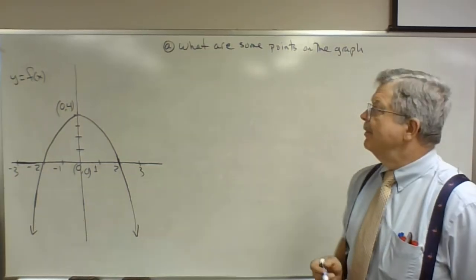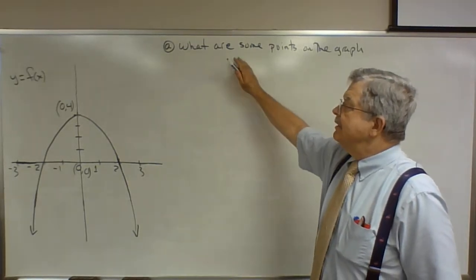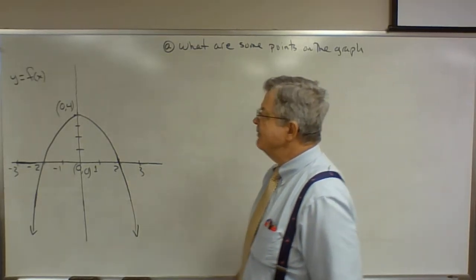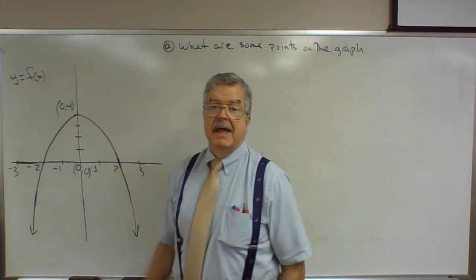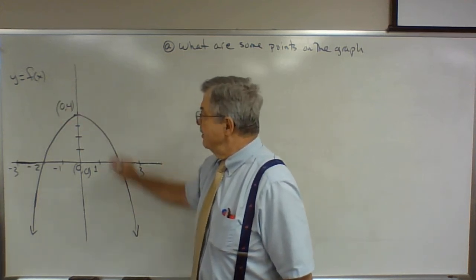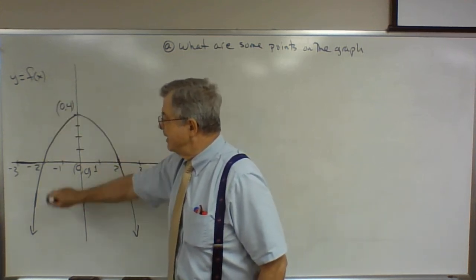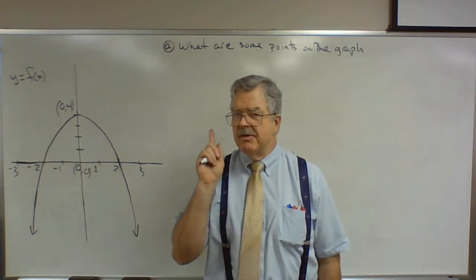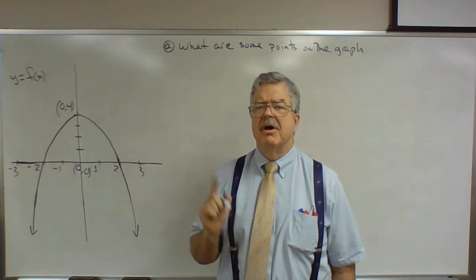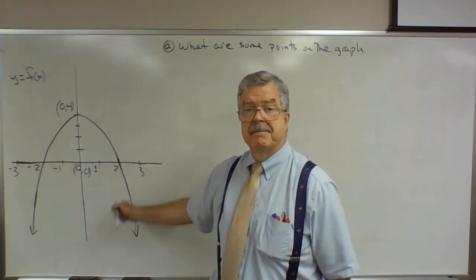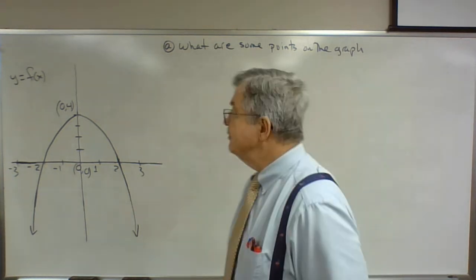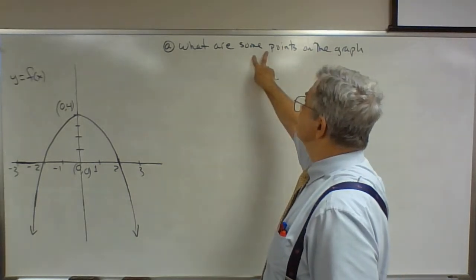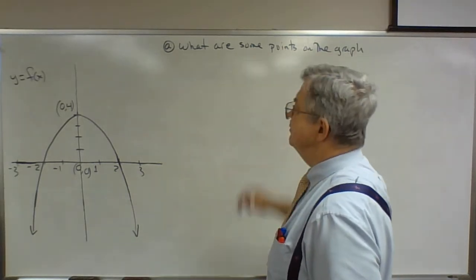Okay, we're back with another one. What can we gather from the graph of this function? And yes, it is a function. If we draw vertical lines, no vertical line is going to intersect that graph in more than one point. So we've got ourselves a function here. And the first order of business is, what are some of the points on the graph?